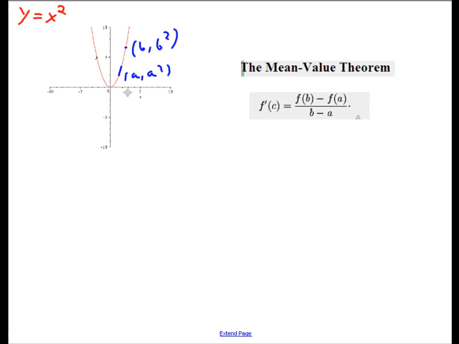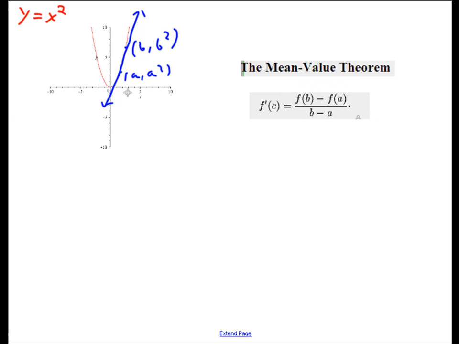If I draw a line connecting these 2 points, it's a secant line that's intersecting the curve twice. The slope of the secant line is going to be y2 minus y1 over x2 minus x1. Well, that's what this is saying on the right side of our mean value theorem. F of b minus f of a over b minus a, that's y2 minus y1 over x2 minus x1.